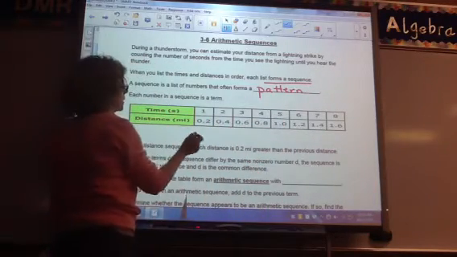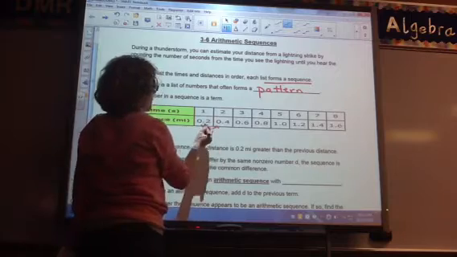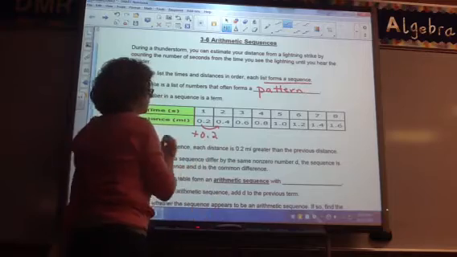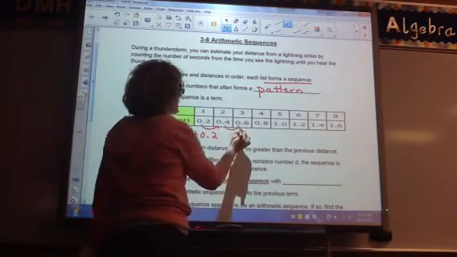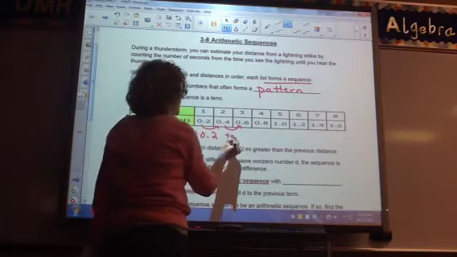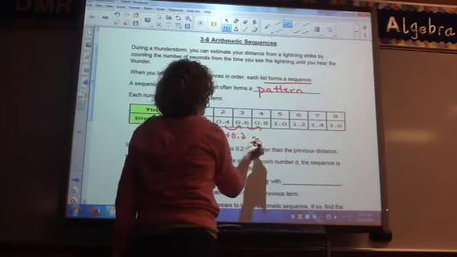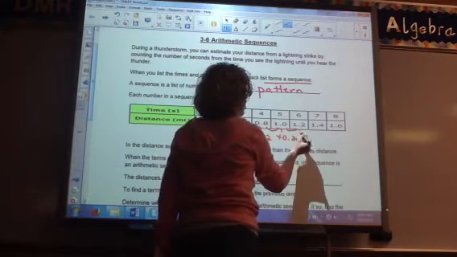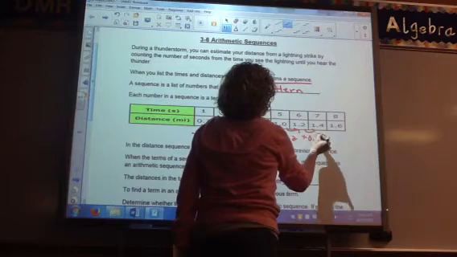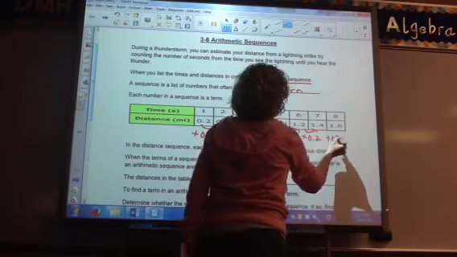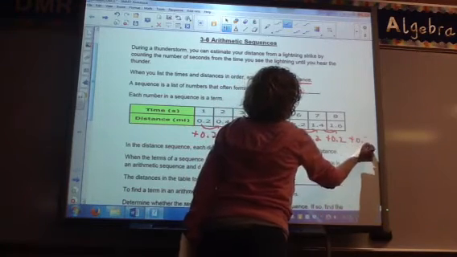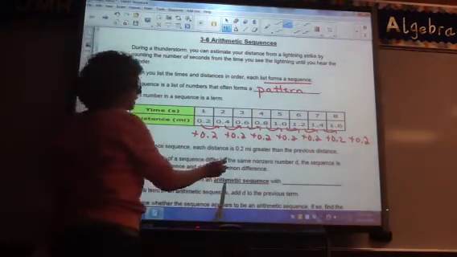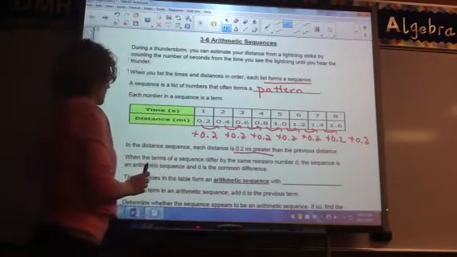So for distance, how do we get from 2/10 to 4/10? Well, we add 2/10. Check again: 4/10 to 6/10, add 2/10. So we need to make sure that the pattern is consistent all the way. In the distance sequence, each distance is 2/10 of a mile greater than the previous distance.